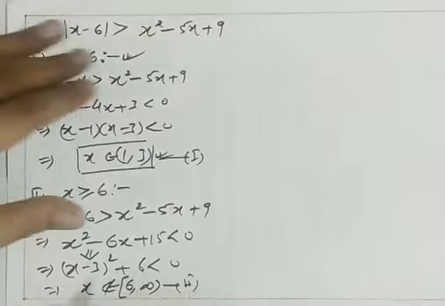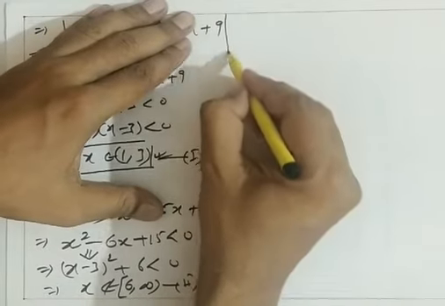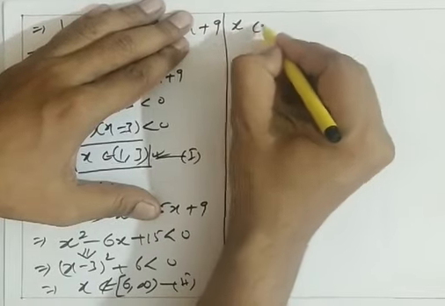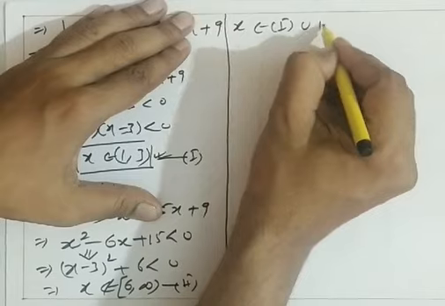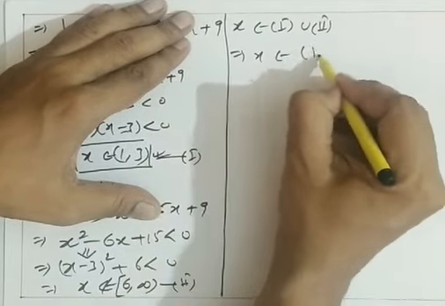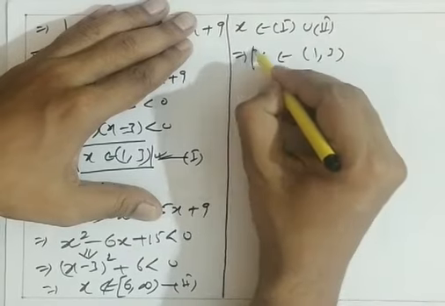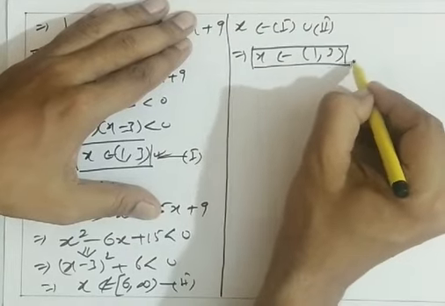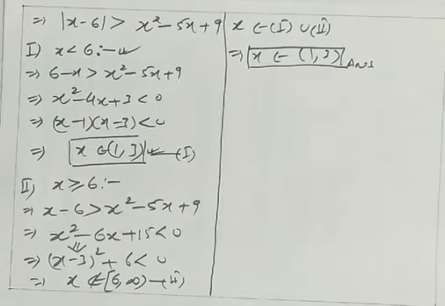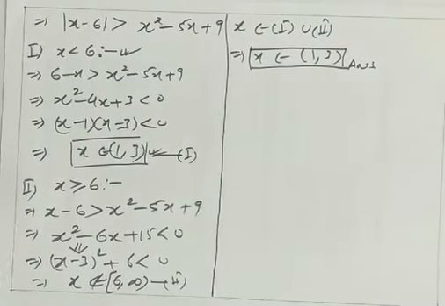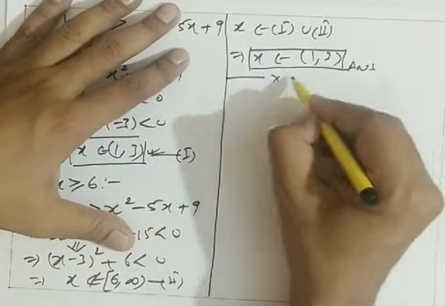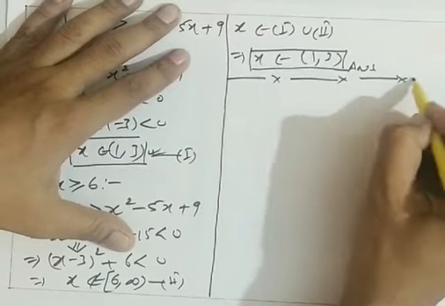Our final answer is both first and second. First union second. X belongs to first union second. So that means x belongs to only 1 comma 3 because second is a null set. This is the answer to this question. You can see that this question is somewhat different from the previous examples which we have discussed so far. Let's see a similar example. Another similar example. Let's see.